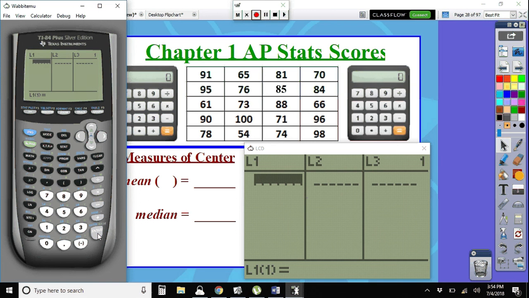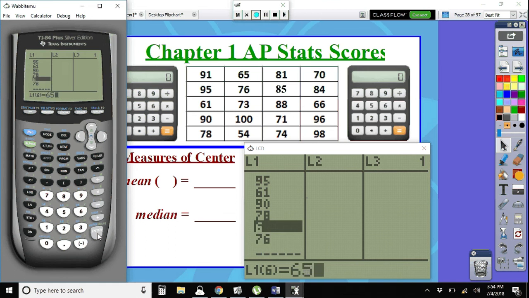All right, so I'm going to go ahead and enter in these values. So I'm going to start with the 91. I'm going to work my way down. There's 95, a score of 61, a score of 90. There's 78, 65. Ooh, and notice there's a common thing. My 65 really turned into a 6. So there's my 76. There's a 73, 100, 54, 81, 85, 88, 71, 74, 70, 84, 66, 96, and 98. And there's the 20th entry. And I said there were 20 numbers.